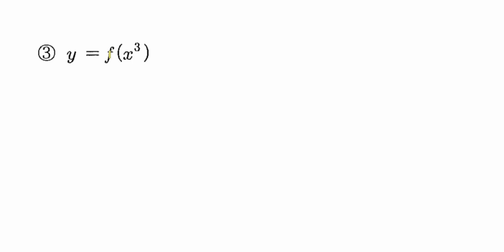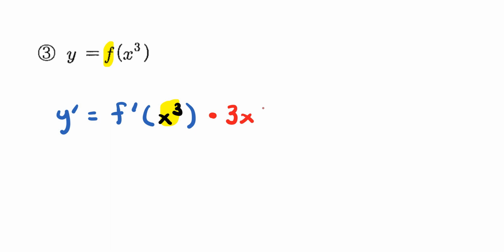For question number 3, the outside function is f, so that's where the derivative starts. So y prime equals f prime, bracket, and then the x cubed remains. And then I can close that bracket. So that's the derivative of the outside part. And then the chain rule states that you need to take the derivative of the inside part, and the derivative of x cubed is going to be 3x squared. And there's your derivative for question number 3.